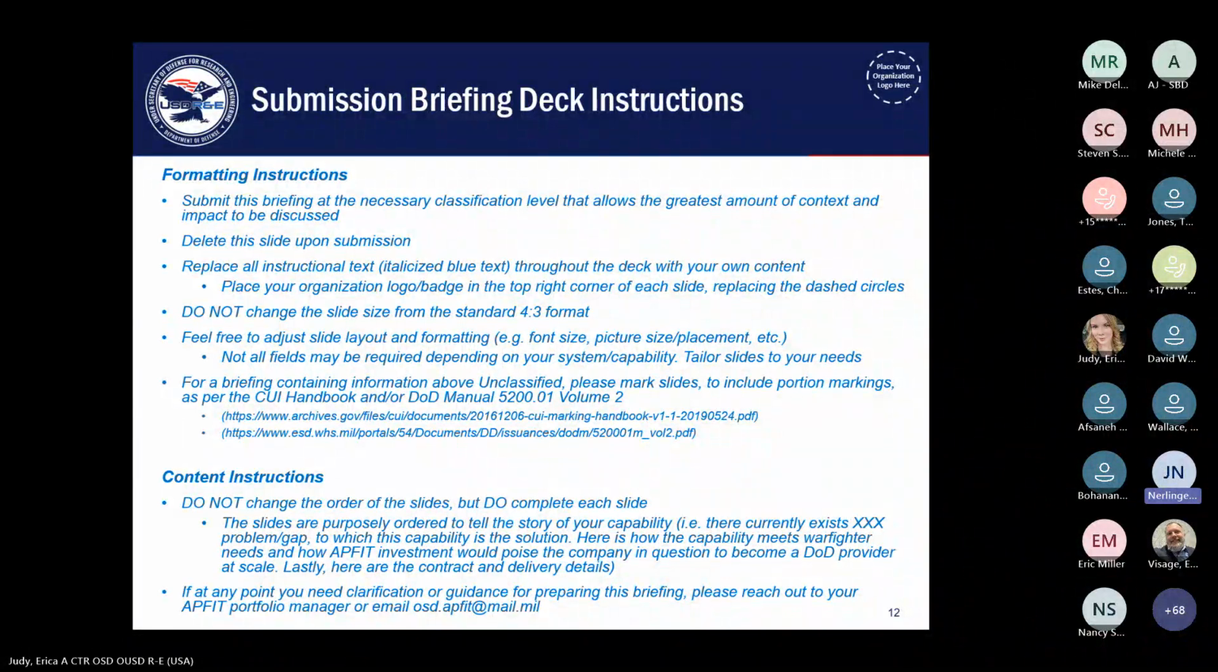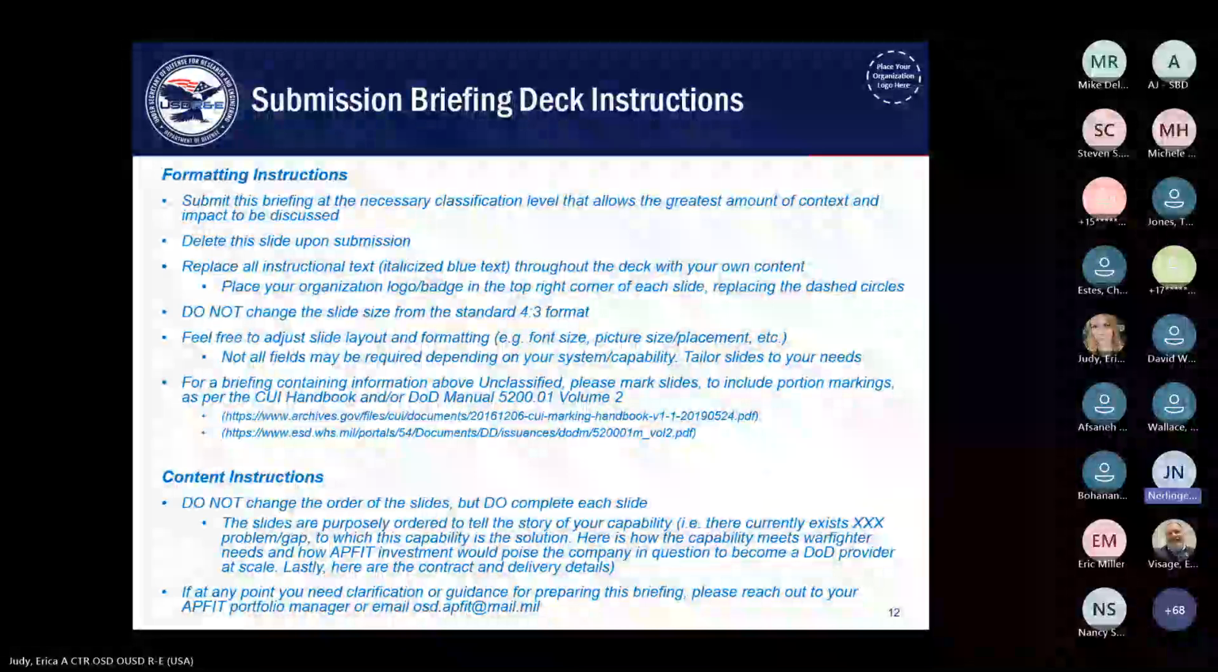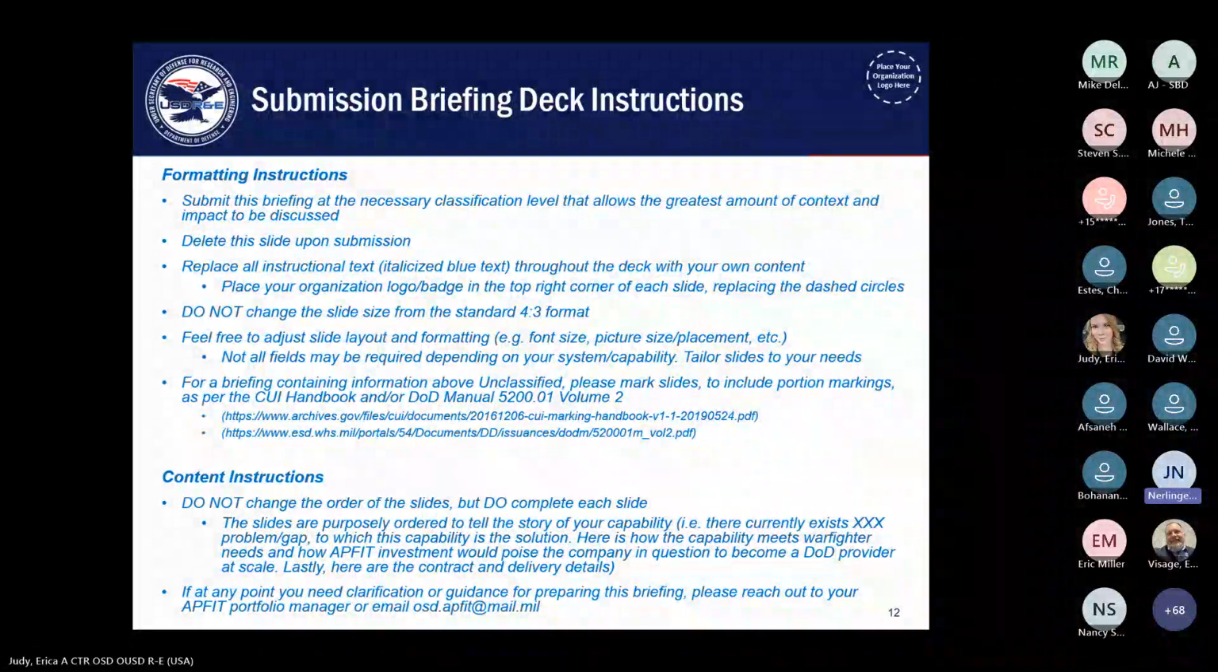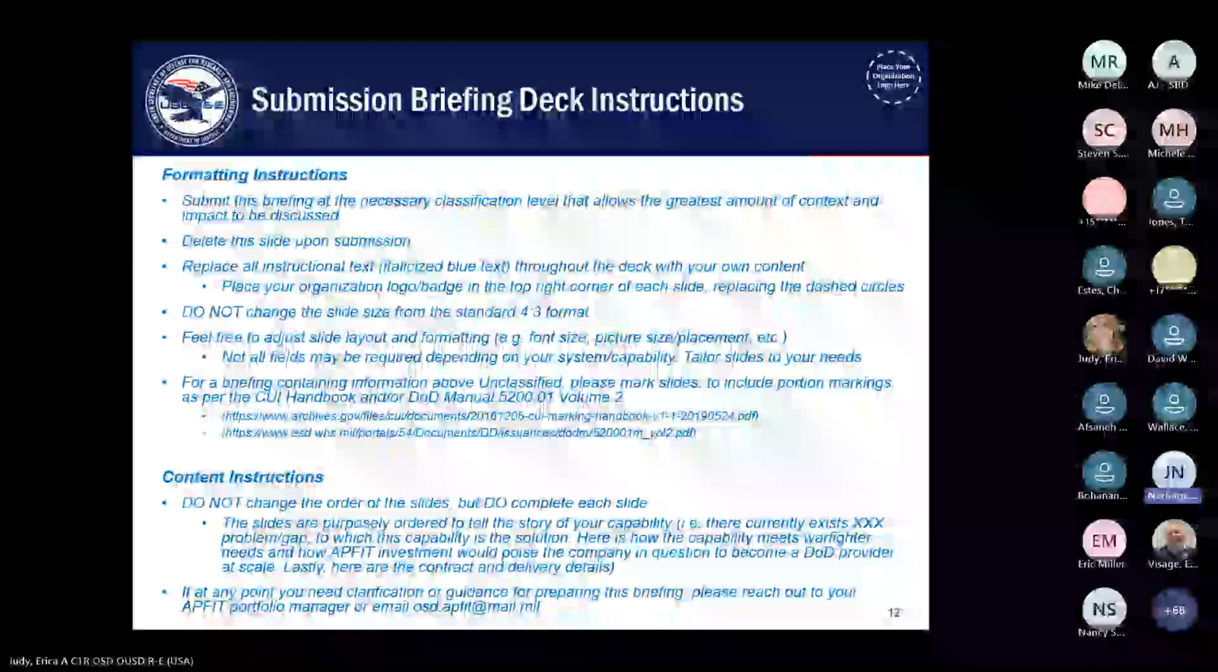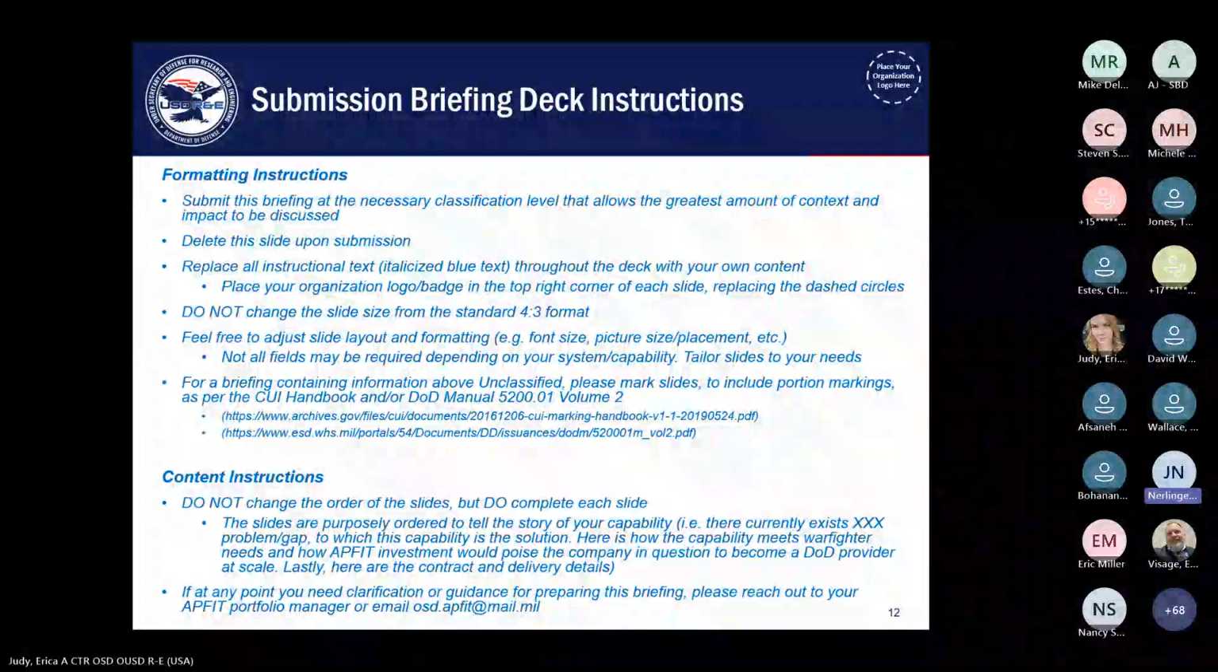Slide, please. Next, we'll move into the second part, and this is the largest part of the proposal package. This is the briefing, right? So this is where you get to describe your narrative of what your project is, how it's going to impact the warfighter, and why an APFIT award makes sense for your project.